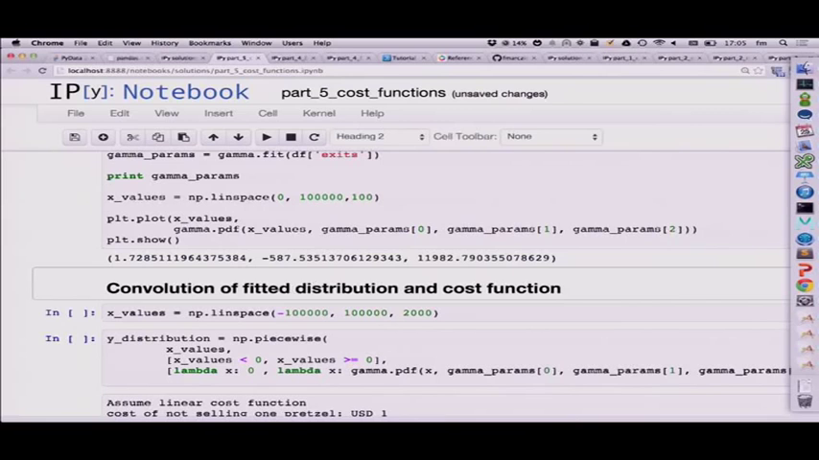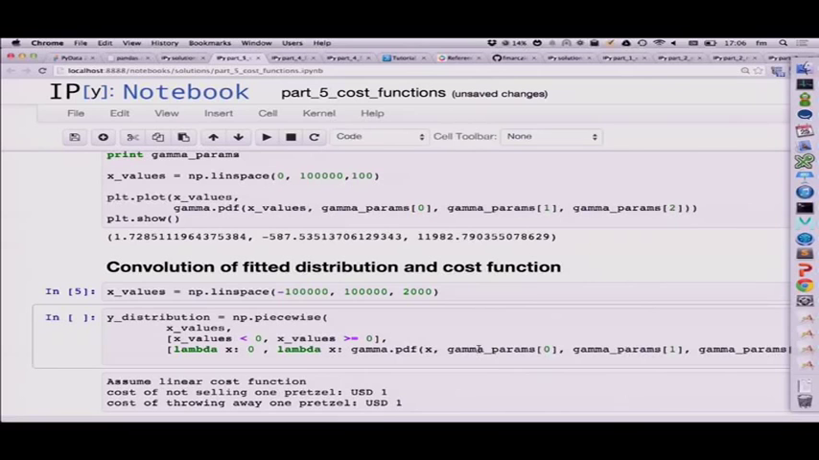At first, we want to weigh every event the same. We could take a quadratic error, mean squared error, but then you would take outliers more into account than the other values. Let's see, what do we have? We've got the distribution, which I defined piecewise, and we've got a linear cost function. Assume a linear cost function: not selling one pretzel, $1, throwing away one pretzel, $1. So if we are perfect, we'd have no costs.